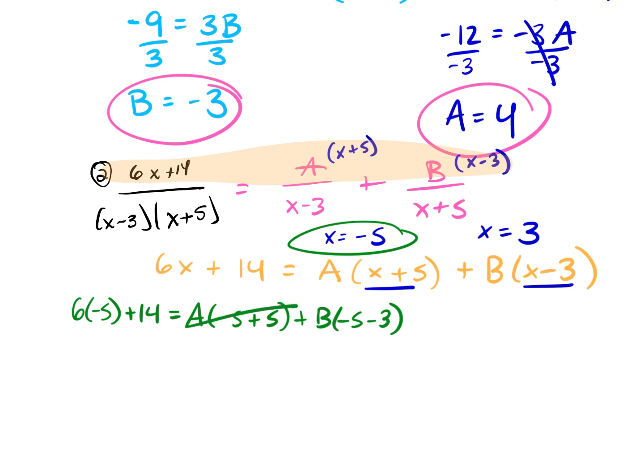Negative 5 plus 5 cancels. We have 6 times negative 5 would be negative 30, plus 14 would be negative 16, is equal to negative 5 minus 3 would be negative 8B. Divide both sides by negative 8. B is equal to 2.